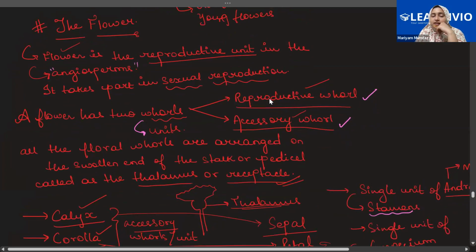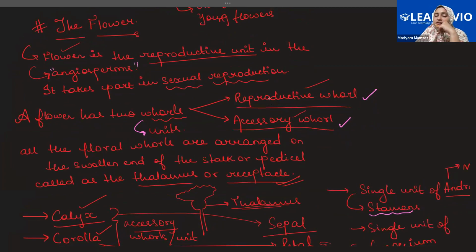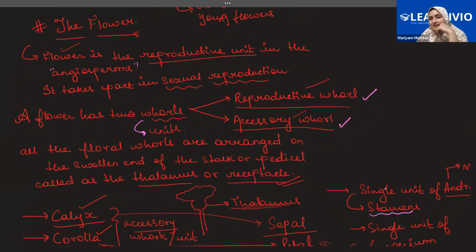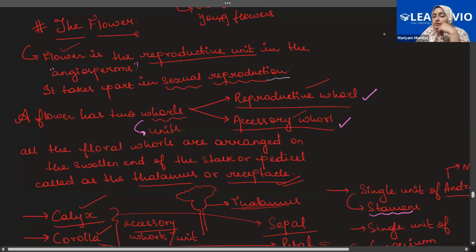Now, when we talk about the flower, the flower is the reproductive unit in the angiosperms. Do you people know what angiosperms are? Those that have studied, huh? Reproductive plants? No, they are flowering plants, not reproductive plants. They are flowering plants, and since they are flowering plants, the name only suggests that they have flowers in them. So that flower is a reproductive unit of a plant and it takes part in the sexual reproduction process. The flower primarily takes part in the sexual reproduction process.